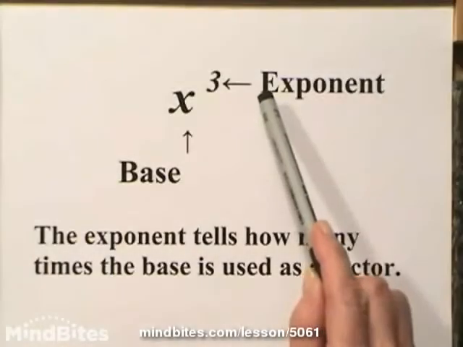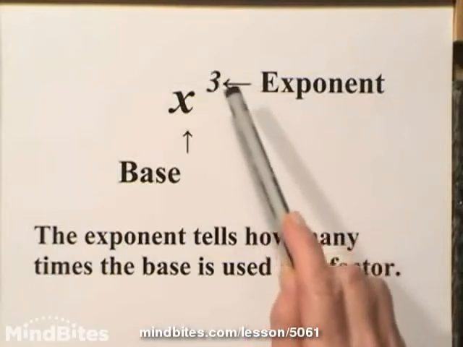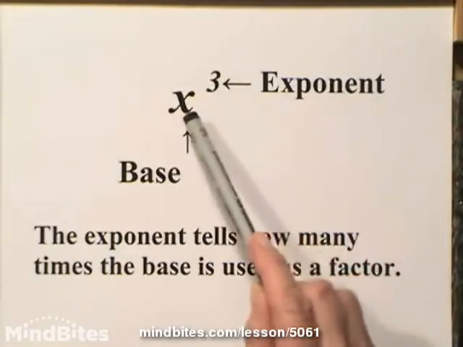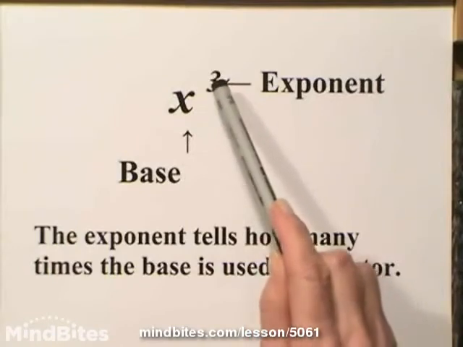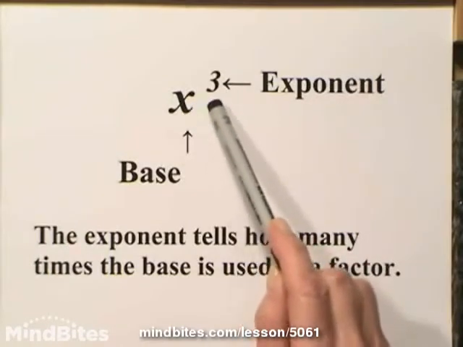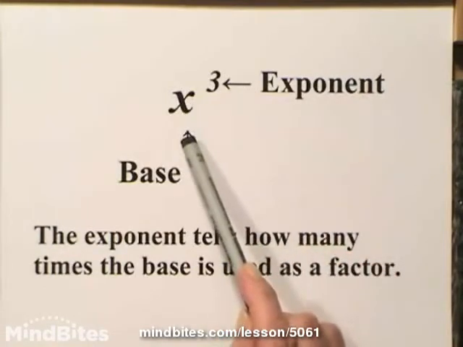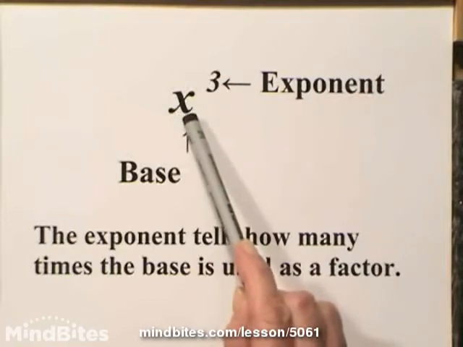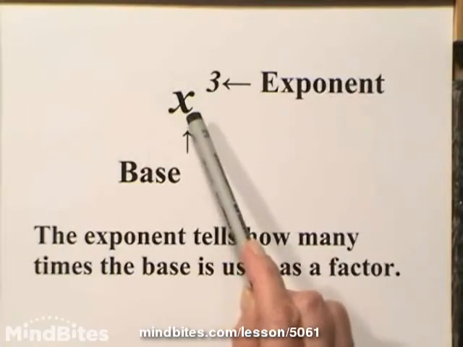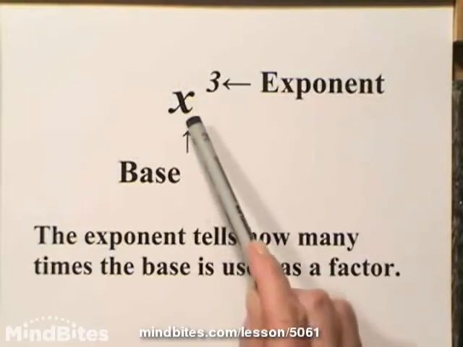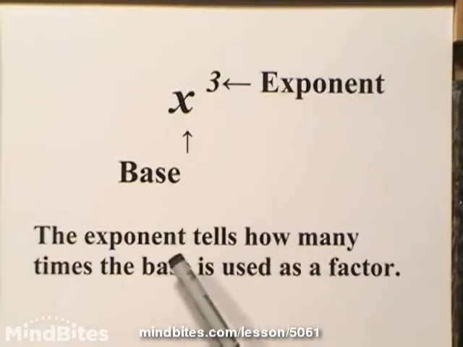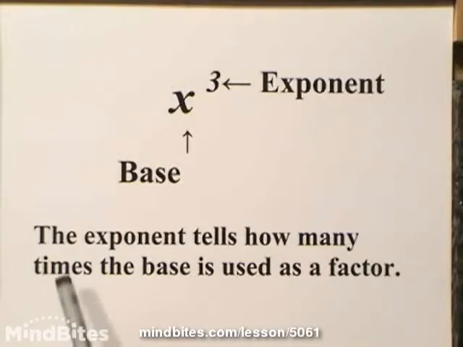An exponent is written in a raised position to the right of a number or an expression. So this 3 is written to the right of x and it's raised up. This is the exponent. X we call the base. To read this, we read it as x cubed, or x to the third power, or x raised to the power of 3. The important thing is the exponent tells us how many times the base is used as a factor.